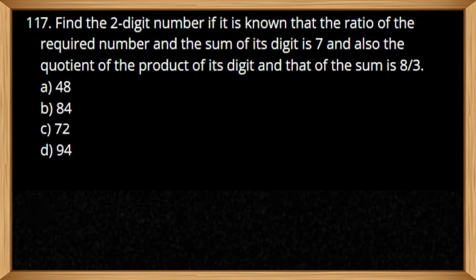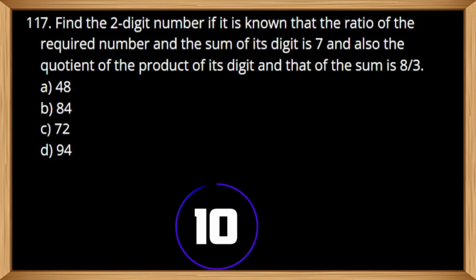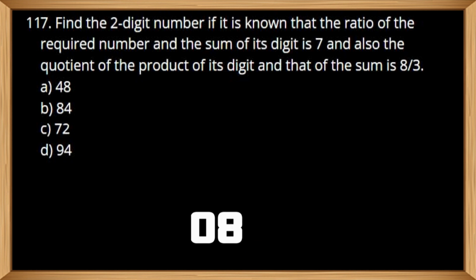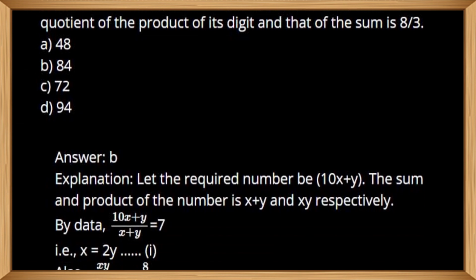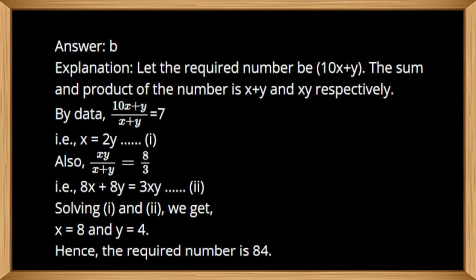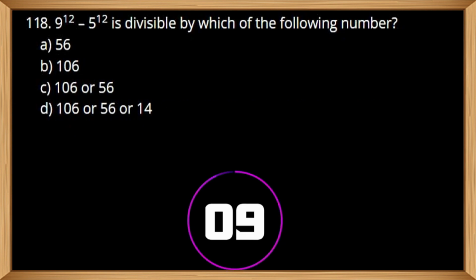Find the two-digit number if it is known that the ratio of the required number and the sum of its digits is 7 and also the quotient of the product of its digits and the sum is 8 by 3. Option B 84. 9 power 12 minus 5 power 12 is divisible by which of the following numbers?